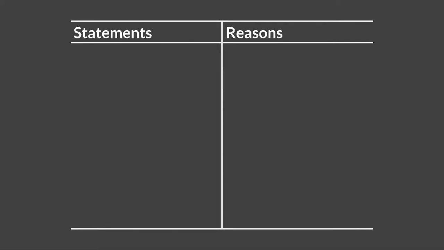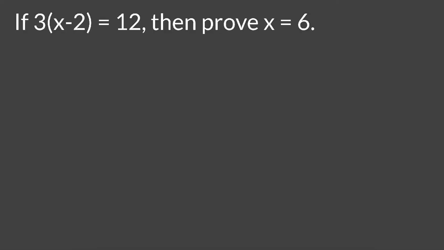Let us have some examples. As a starter, we take statement in algebra. If 3 times x minus 2 is 12, then prove that x is equal to 6. In this statement, the hypothesis P is 3 times x minus 2 equals 12, while the conclusion Q is x equals to 6.